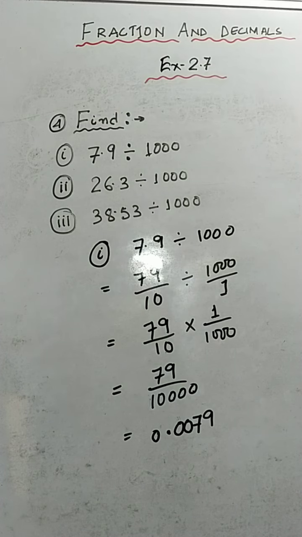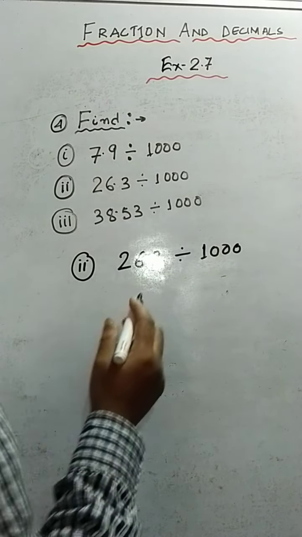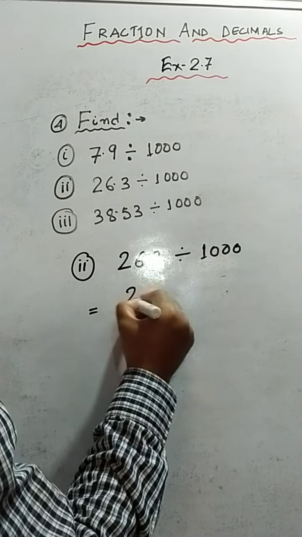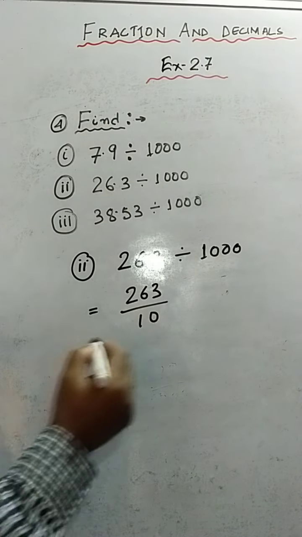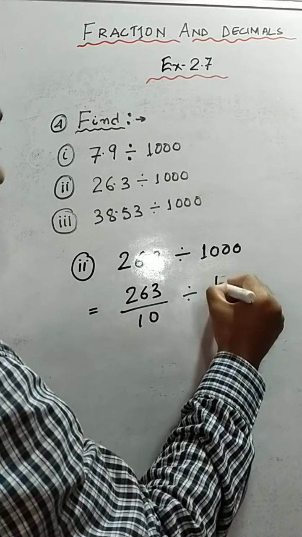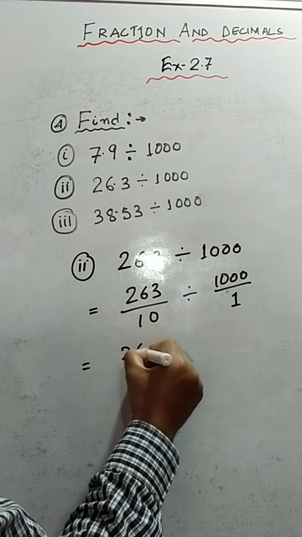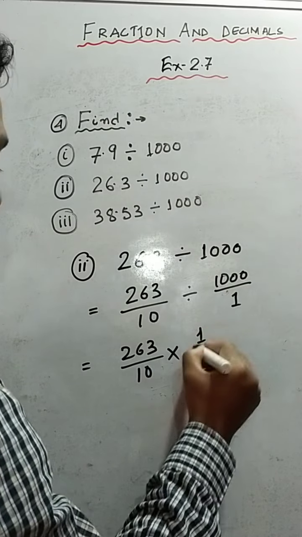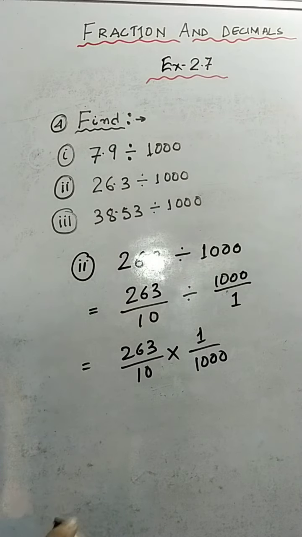So let's move on to sum number 2. Sum number 2, we have 26.3 divided by 1000. Now let's convert this into the fractional form. So it will look like 263 divided by 10. Division sign 1000 upon 1. Now we'll put the multiplication sign. So we all know what will happen. Yes, this fraction will be reciprocal. It will become 1 upon 1000.